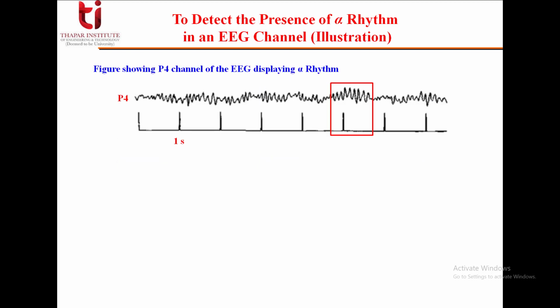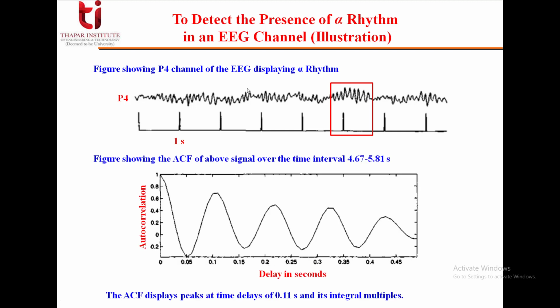Now let's see some illustrations. So this is a signal we have taken from the P4 channel of the EEG signal, and here we are taking this interval of 4.67 to 5.81 seconds, this window. So when we compute the autocorrelation of this, you can see we have the periodic peaks. This autocorrelation function basically displays a peak at a time delay of 0.11 second and its integral multiples.